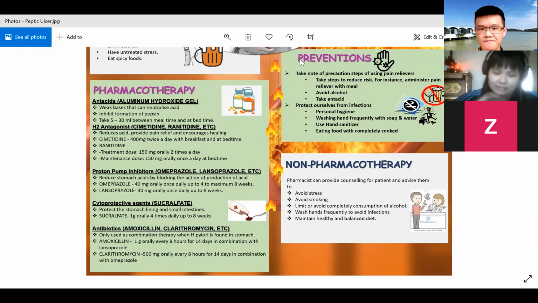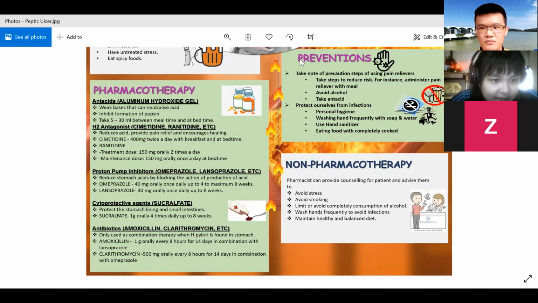Basically, this drug will react with the histamine receptor in the stomach, and then it'll block the production of acid. That's what it basically means. It reduces acid, provides pain relief and encourages healing.